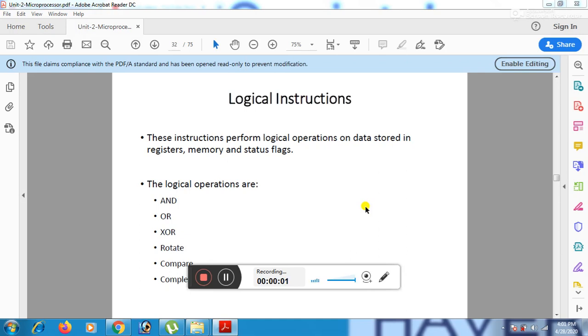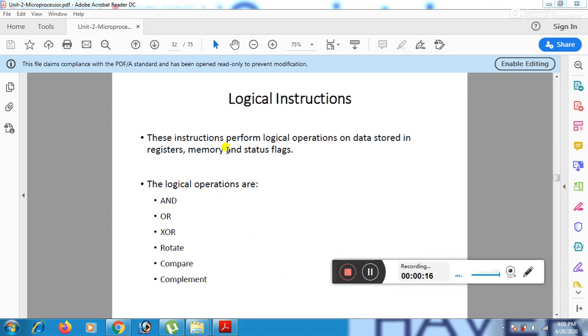Welcome back, students. So in this session we study about logical instructions of 8085. Fine. So the logical instructions of 8085 are here. These instructions perform logical operations on the data which is stored in a register or memory or in status flags. I mean to say flag registers.